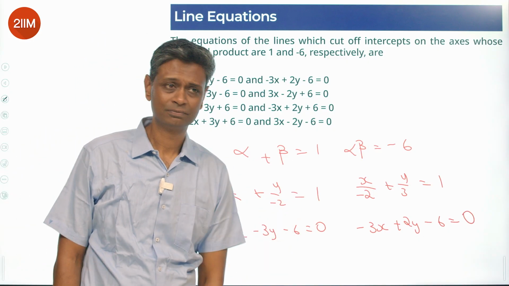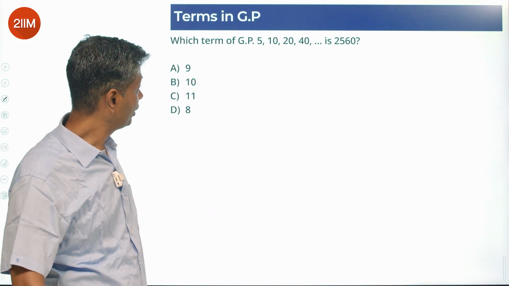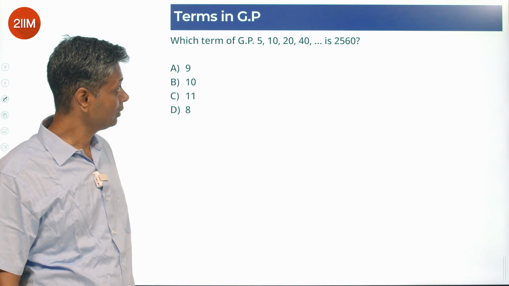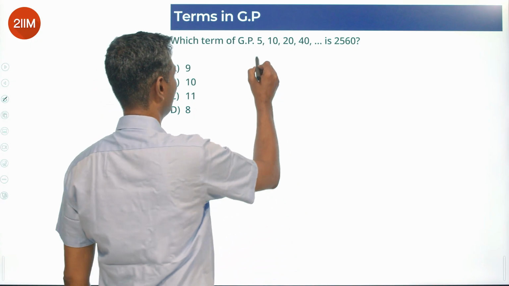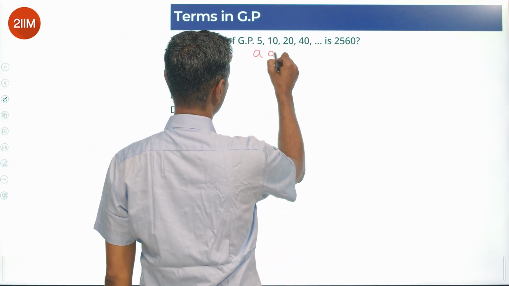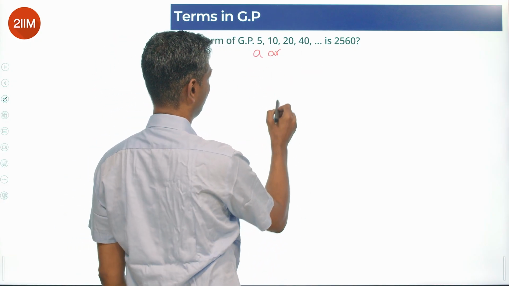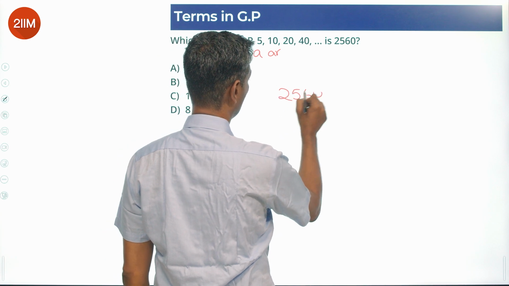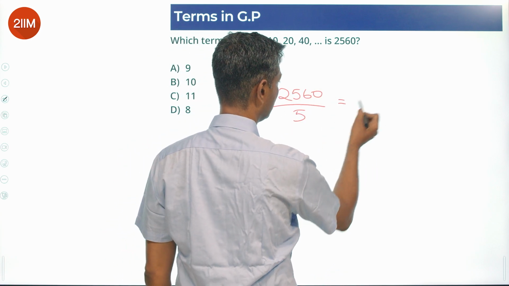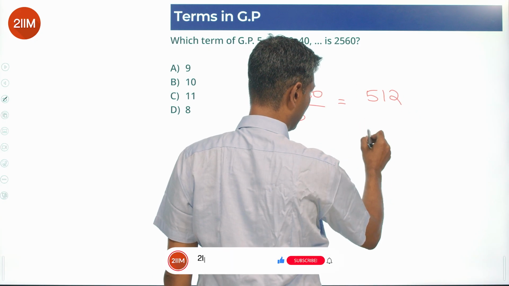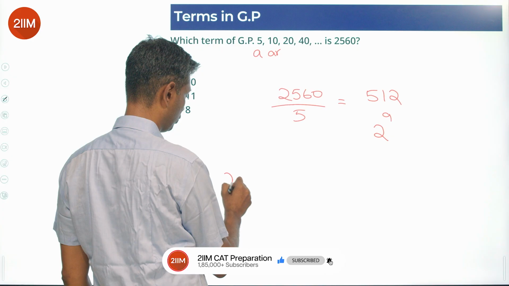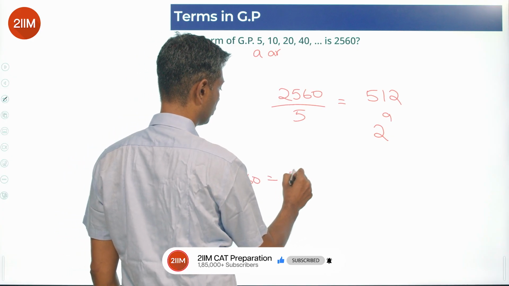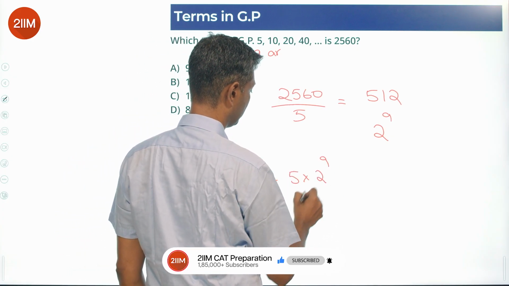Which term of the geometric progression 5, 10, 20, 40 is 2560? It's a freebie. They're basically saying take this mark. So first term is a, common ratio is 2. And so 2560 by 5 is 512. 512 is 2 power 9. So 2560 is 5 into 2 power 9.